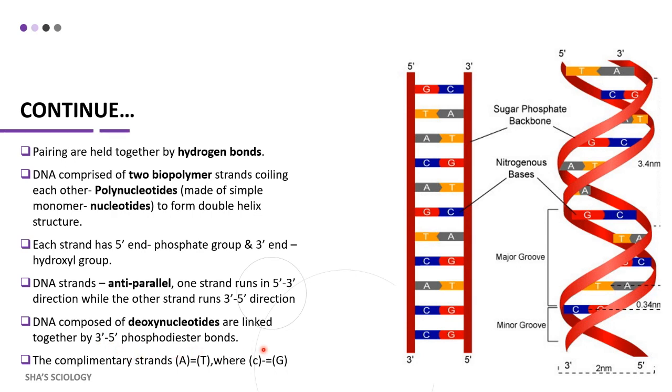The alternate strands are held together by hydrogen bonds, and here adenine and thymine are held together in between. You can see two hydrogen bonds in between adenine and thymine, whereas in the case of cytosine and guanine, you can find three hydrogen bonds present.